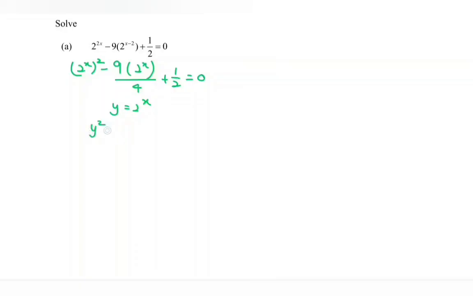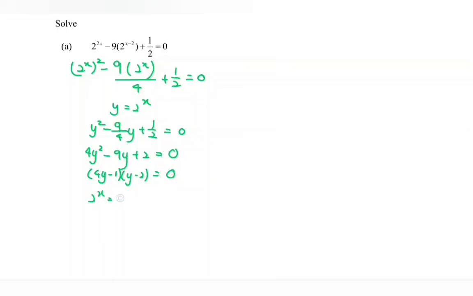So here we have y squared minus 9 over 4 y plus 1 over 2. Multiply all the terms by 4, so we have 4y squared minus 9y plus 2 equals 0. Next is to factorize the situation. We have 4y minus 1 bracket y minus 2 equals 0. So 2 to the power of x equals 1 over 4, where we have 2 to the power negative 2. Continue, 2 to the power of x is equal to 2 to the power of 1. So from here, x is equal to negative 2, x is equal to 1. Valid for both answers.